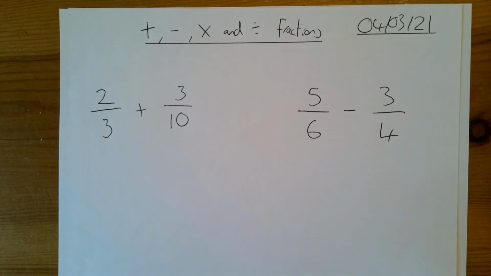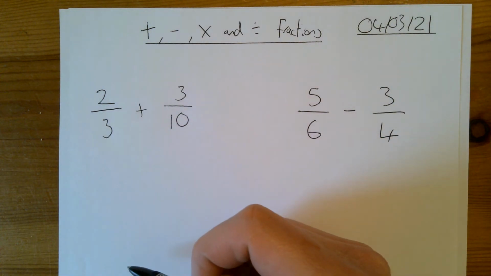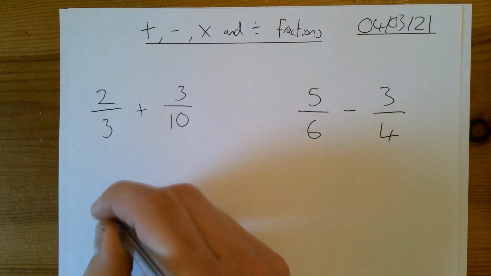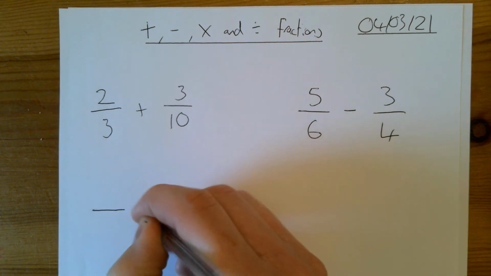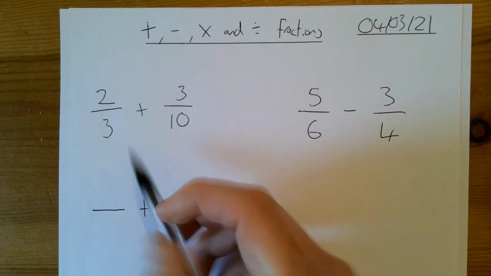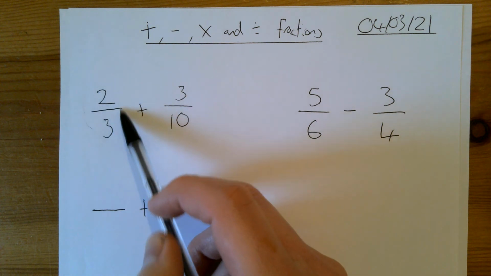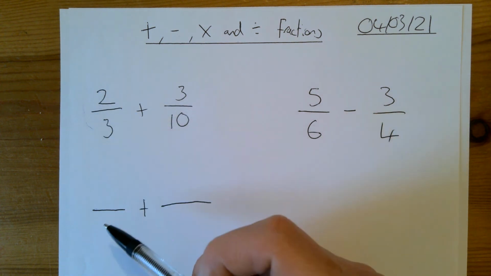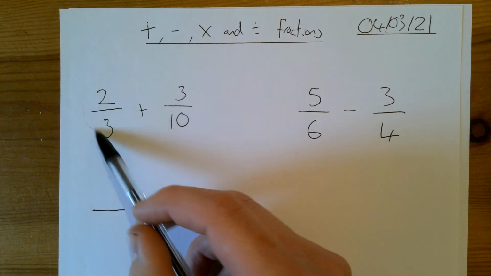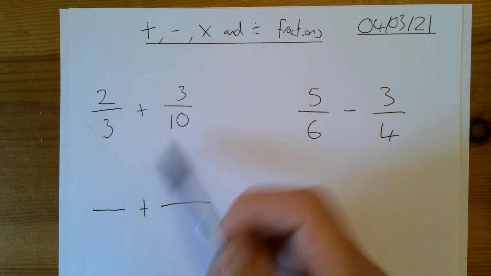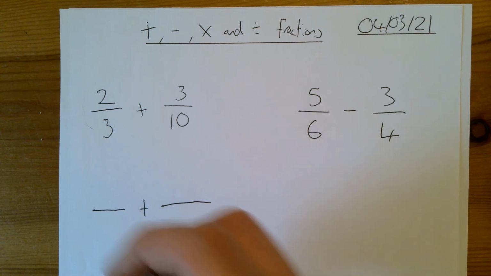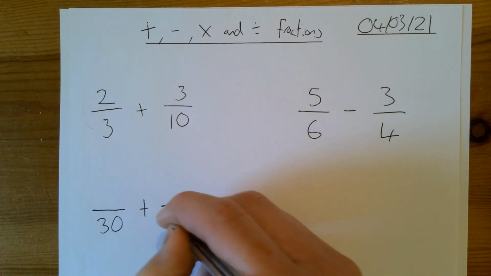So this first one, 2/3 plus 3/10. Whenever we're adding or indeed subtracting fractions, we need to make sure we've got a common denominator. So we know that we can change these fractions by multiplying the numerator and the denominator by the same thing. So we need to look for a number that I can multiply 3 up to and multiply 10 up to. Now there are lots of different numbers, but the easiest one's going to be 30.